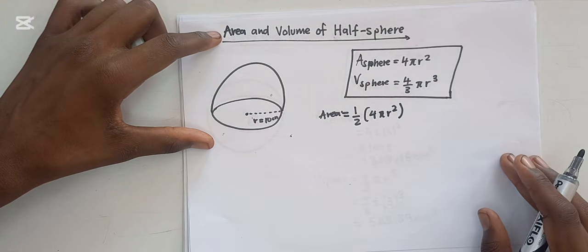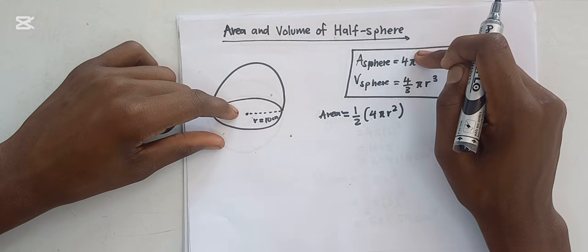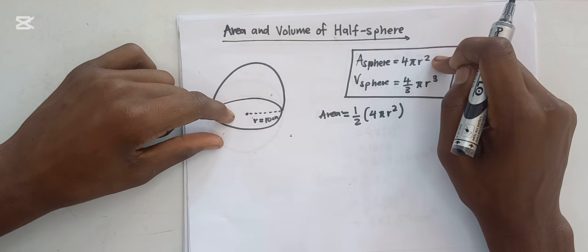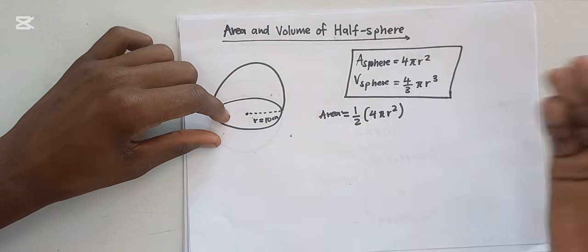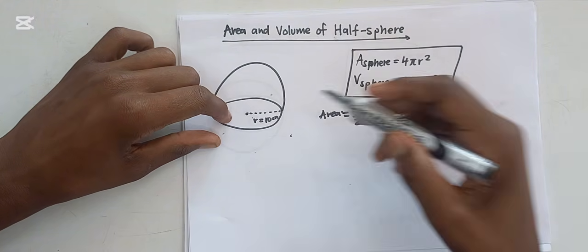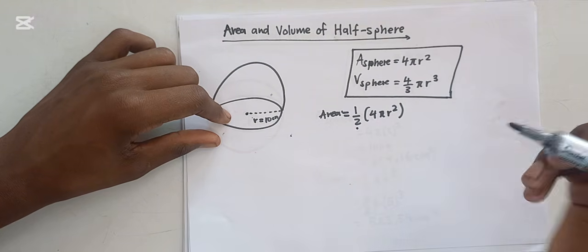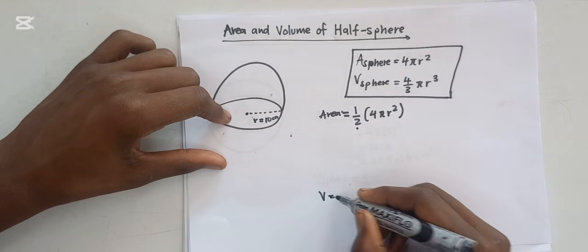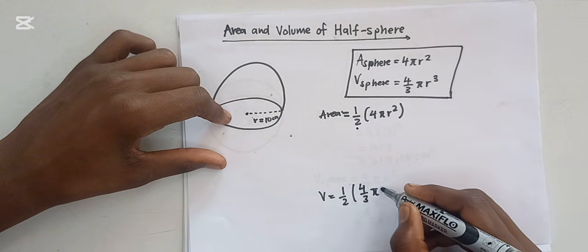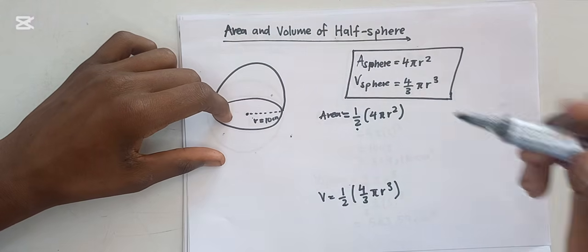Here's something that I want to tell you. When they give you this kind of shape, which is a half of a sphere, they're going to give you the formula of a full sphere, and they expect you to understand that this is not the full sphere. Since this one is half, you just have to put 1/2 and get the area. Also, for the volume, I'm just going to say half, and you put the formula that you know, which is 4/3 pi r cubed.